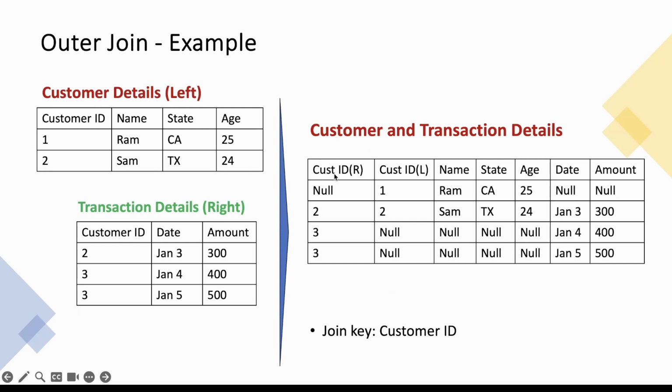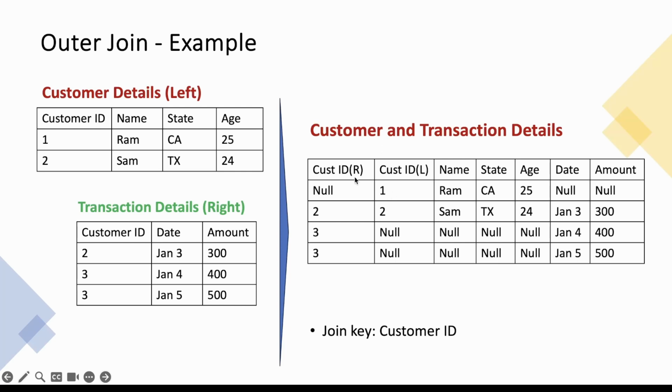Now I have also added customer ID which is coming from the right table and customer ID which is coming from the left table to help you better understand where the information is coming from. But apart from that, you have the rest of the variables which are exactly the same as we have seen in some of the earlier examples. So you have name, state, age, date and amount. Now let's go through the details for each of the customers.